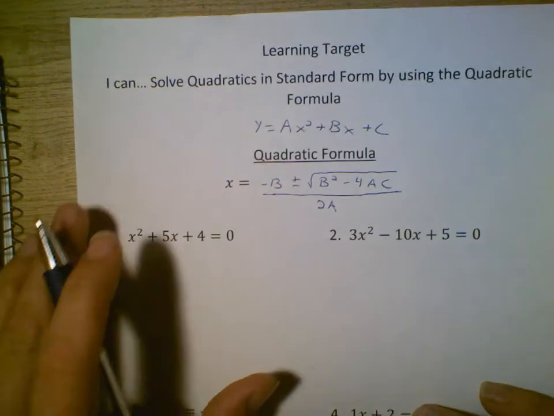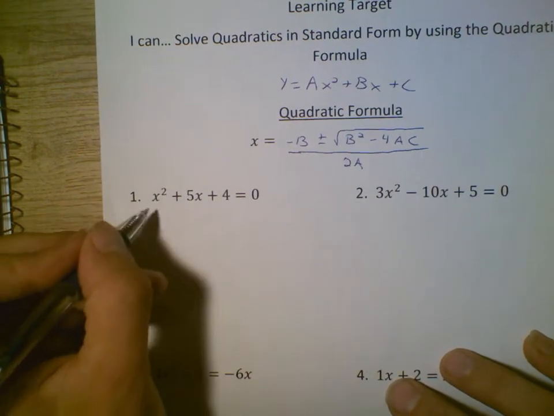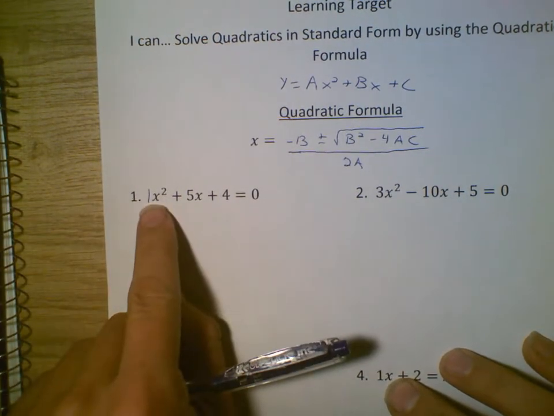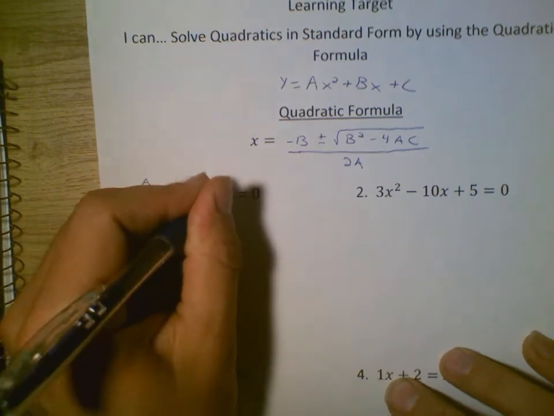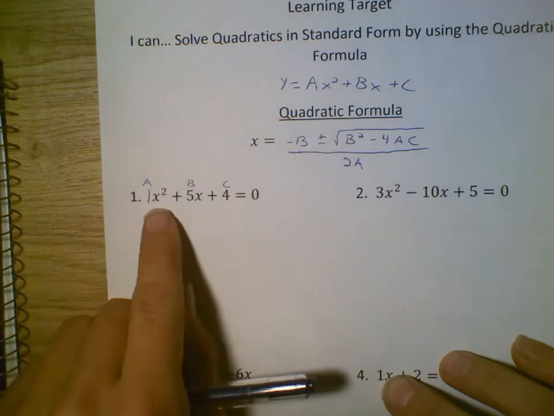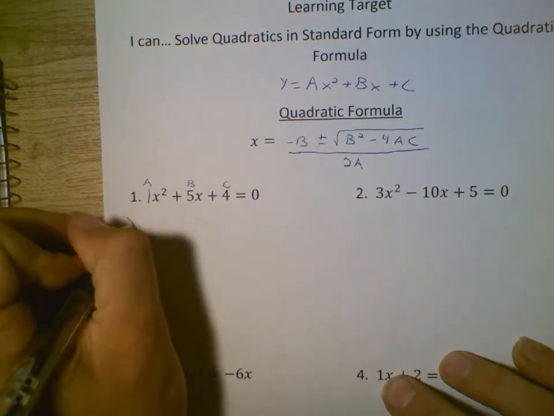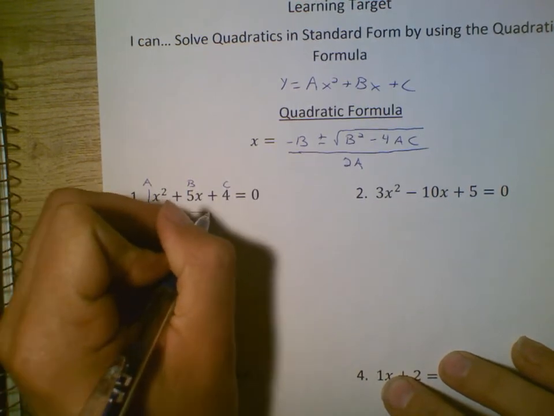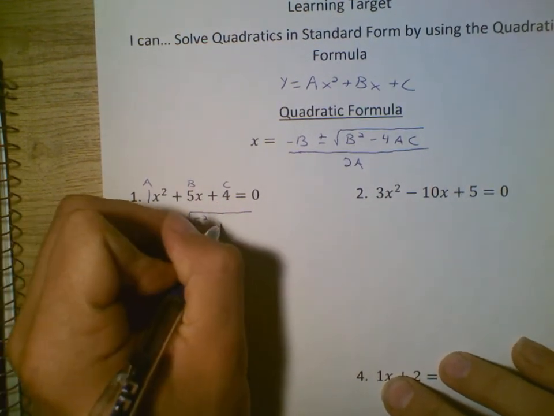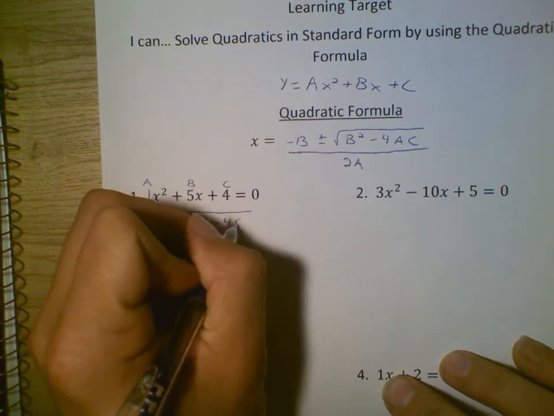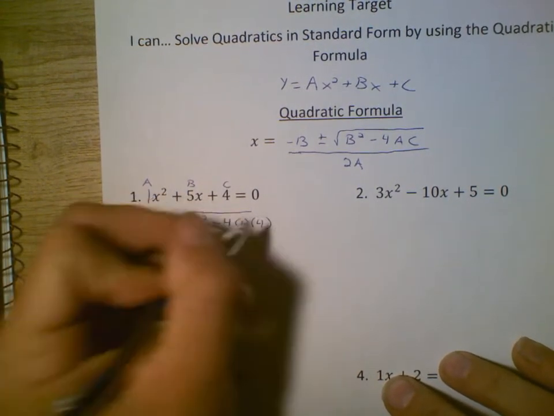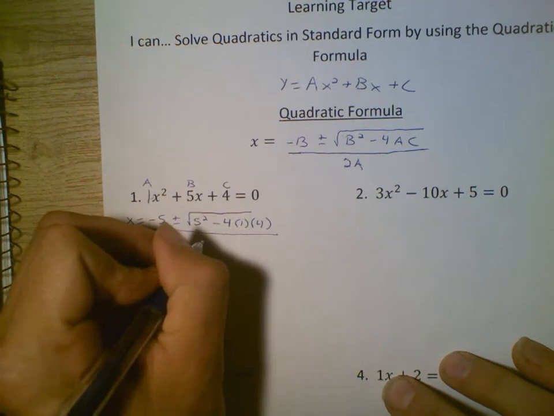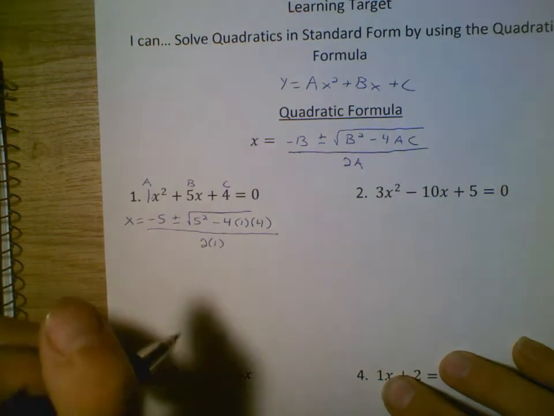If we look at an example here at number 1, I have x squared plus 5x plus 4 equals 0. Notice that the a is a 1, the b is a 5, and the c is a 4. So I'm going to plug these values into the formula. x equals the opposite of b, well that's going to be negative 5, plus or minus the square root of b squared minus 4 times the a times the c, and then that is divided by 2a, so 2 times my a on the bottom.